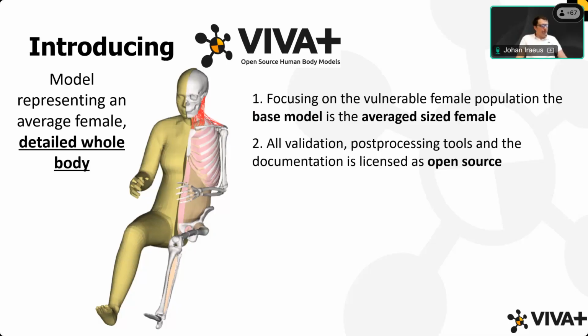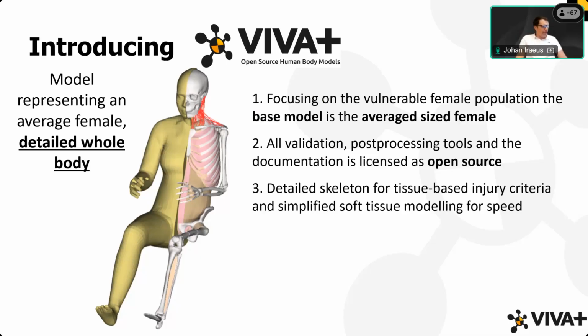All the validation, the post-processing tools and the documentation is licensed as open source. So this makes the whole model process very transparent. We have a detailed skeleton for tissue-based injury criteria and then simplified soft tissue modeling for speed. You can see here in the cut section of the model, or it's hard to see, but we don't currently at least have a separate definition of muscles and fat in the soft tissue. Everything is in one part, and also we don't have detailed organs within the thorax and abdomen cavity.